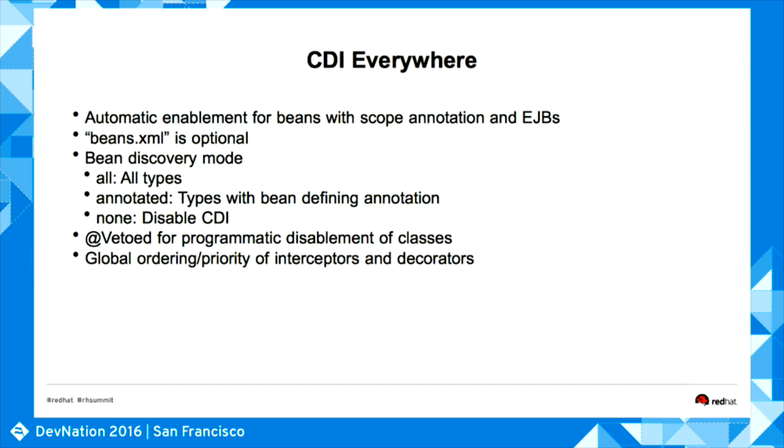So then, if you want to be more specific, you can still provide the beans.xml descriptor and say, oh, scan only those 5 classes, or don't scan anything. In general, it's a good idea to do if you have large deployments.